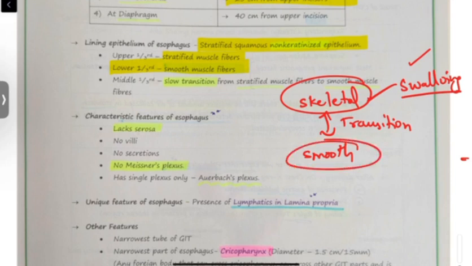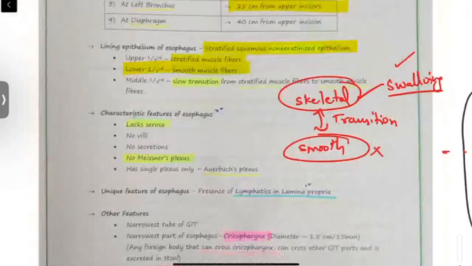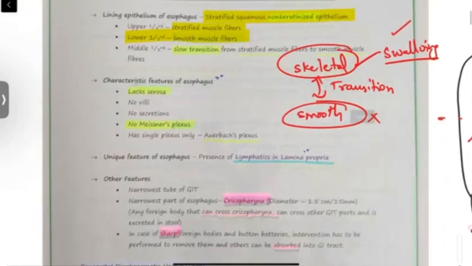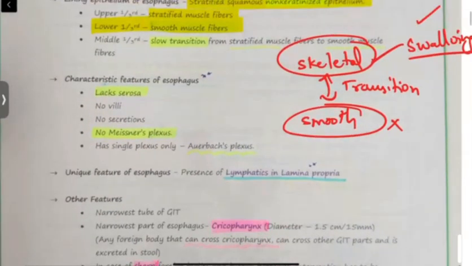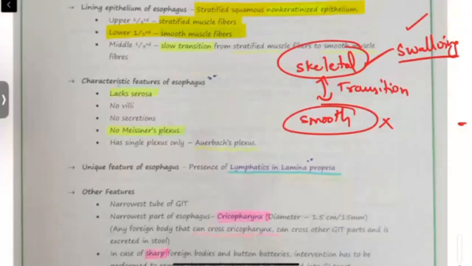Whereas smooth muscle, once you have swallowed, you can't vomit it out unless you go for gag reflex. So smooth muscle is involuntary. And in between there is a transition from skeletal muscle to smooth muscle. This is the lining epithelium and muscles of the esophagus.